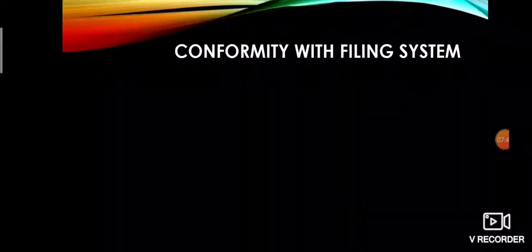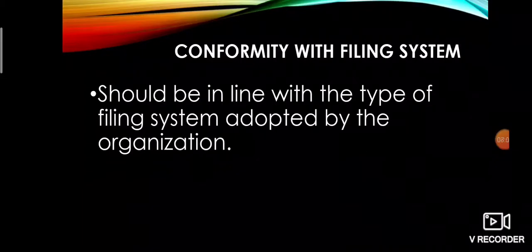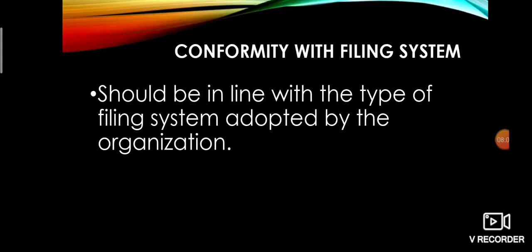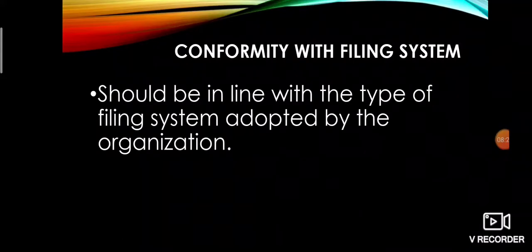And number 6 is conformity with the filing system. The selection of index method depends upon the nature and the type of filing system adopted in an organization. The filing was discussed, or I was able to give the notes a week ago about that. So the filing system should be in conformity with the index system na meron ng isang office. There must be a correlation between the filing system and, of course, the indexing method.